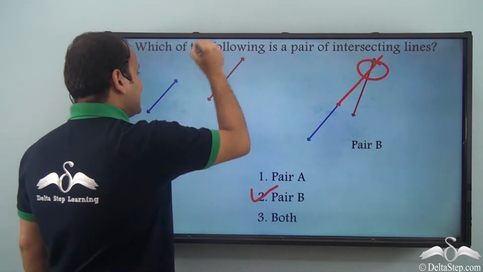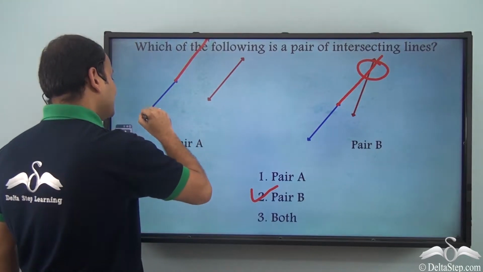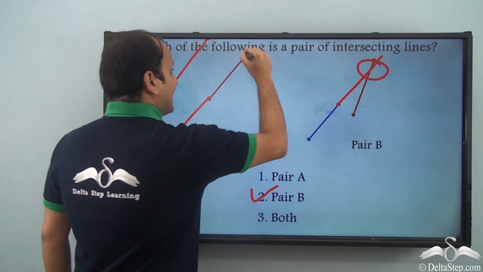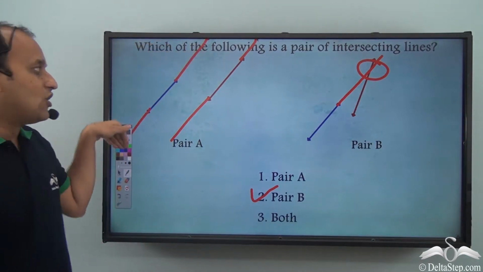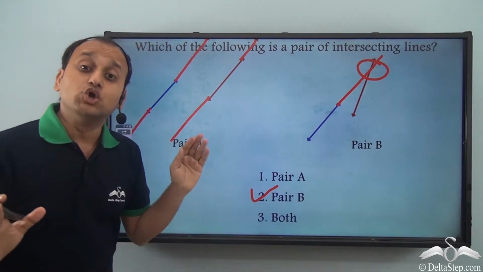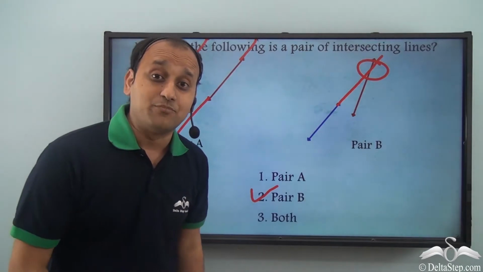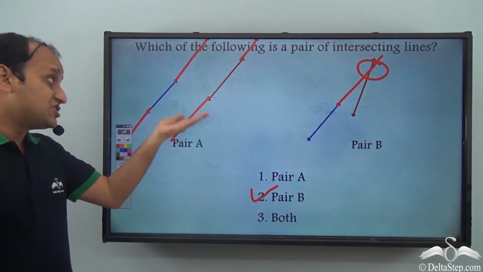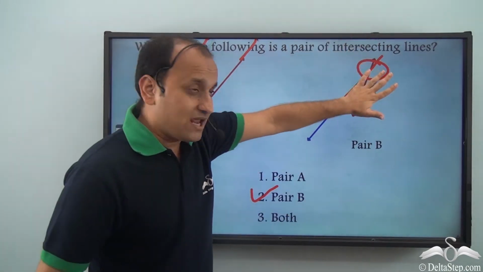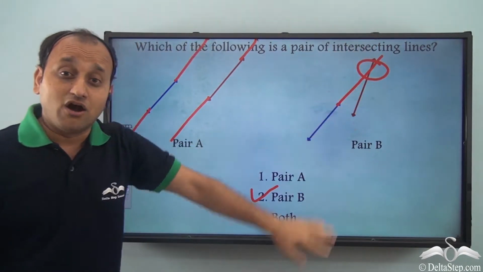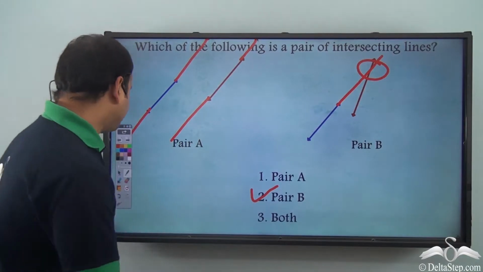While in this case, if I extend this line and this line, they run along each other and they don't intersect at any point. So even after extension, they do not meet. So only this pair, pair B, is a pair of intersecting lines.